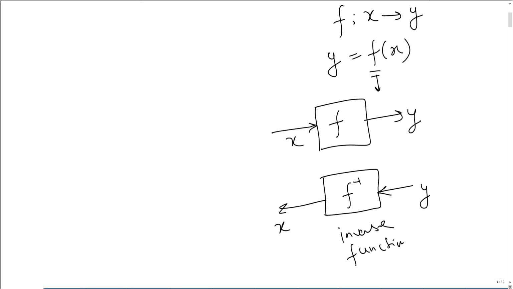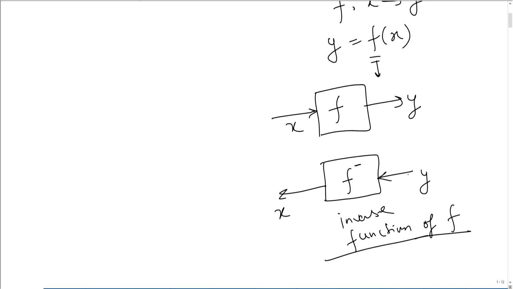Okay, the inverse function. This is an inverse function of f. I'm indicating it using f to the power minus one, to denote that it's an inverse function of f. So what is an inverse function of f? A function that takes y as input and gives you x as output. So basically it does the mapping but in the opposite direction. It's a reverse process that takes y as input and gives you x as output.